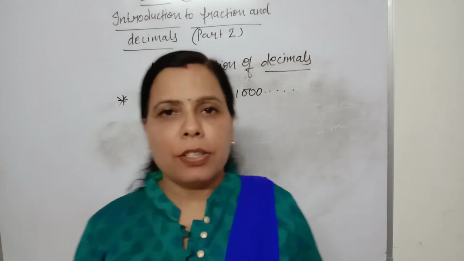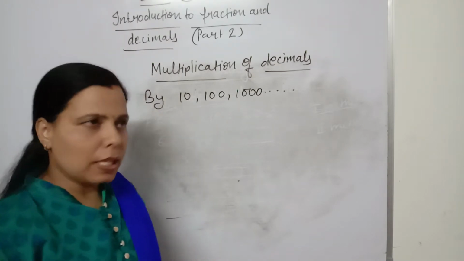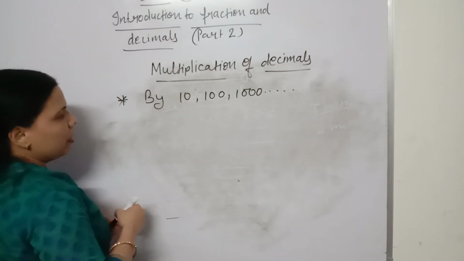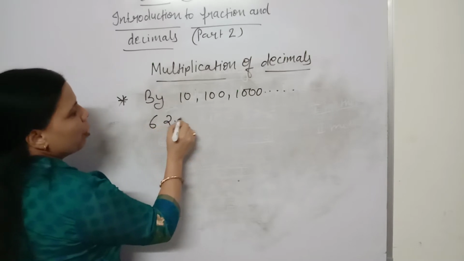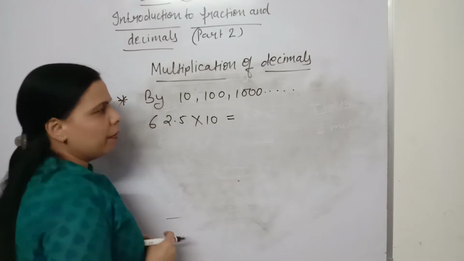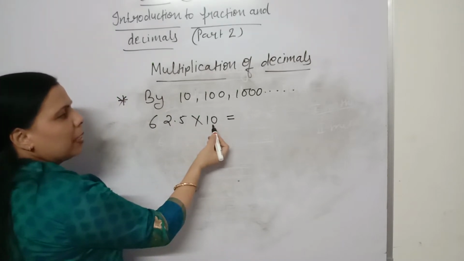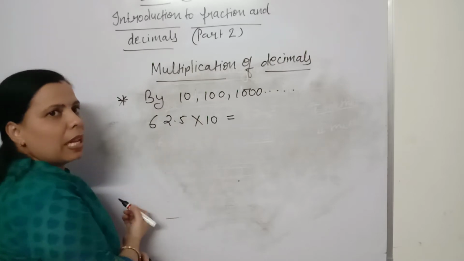So children, in this topic, multiplication of decimal by 10, 100 and 1000. So I will take one example here. 62.5 into 10. So I will be telling you two methods here. Whichever you like, you can use it. When we multiply by 10, shifting of decimal can be done.